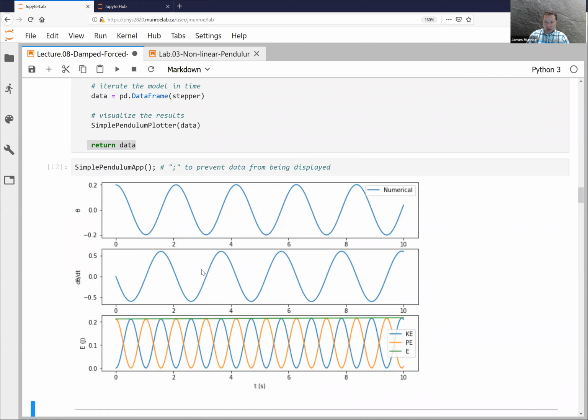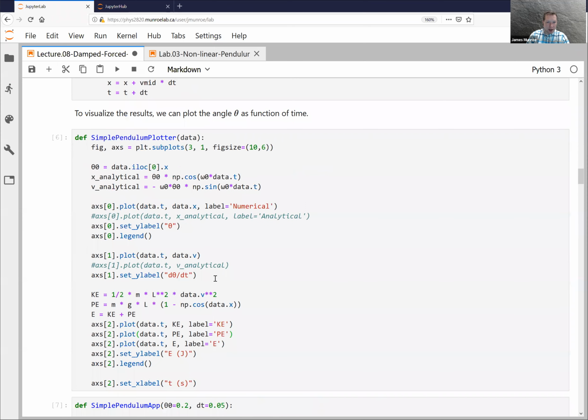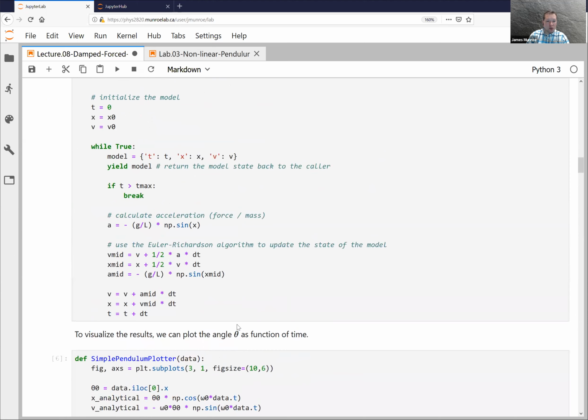There is a question I got in the chat. How is this different than making dt half of its value? In both cases, we make the calculation more accurate. That's true. You make it more accurate. It's the way in which you're making it more accurate. In an Euler method, by reducing dt by a factor of 2, you make it more accurate proportional to the size of dt. Using this Euler-Richardson method, you make it more accurate proportional to the square of dt.